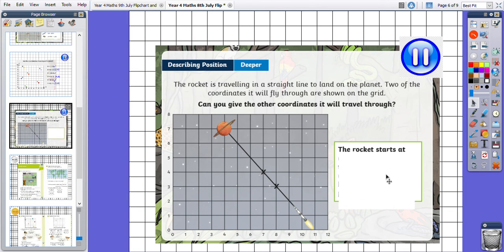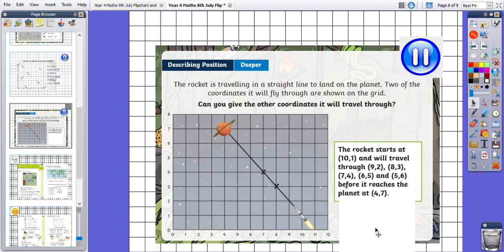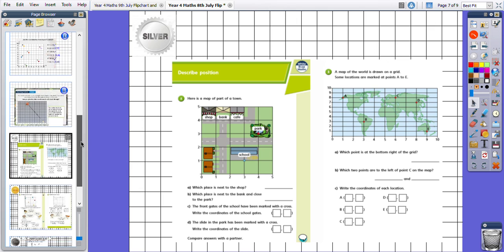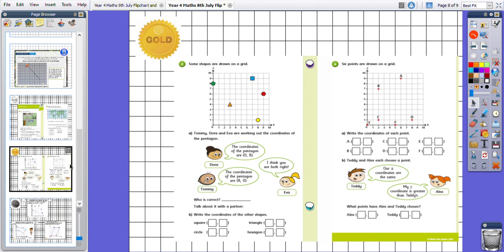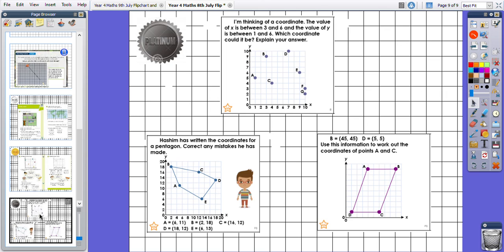Okay, so it should be the rocket starts at 10, 1 and it travels through 9, 2, which is here, 8, 3, 7, 4, 6, 5, 5, 6, and then the planet is at 4, 7. Well done if you got all of these correct. So for silver today, questions 1 and 2, gold questions 3 onwards, and platinum you have 3 questions to be getting on with there using coordinates and shapes.